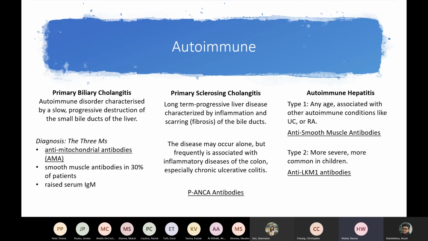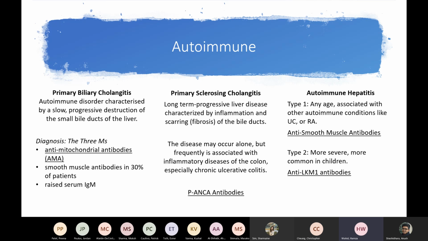The antibodies are antimitochondrial, with smooth muscle antibodies in some patients as well. Raised serum IgM. And I think I didn't put in the other M, which is like the maternal thing, but that's fine. Sorry, yeah, so antimitochondrial and IgM. The big thing you need to remember there.